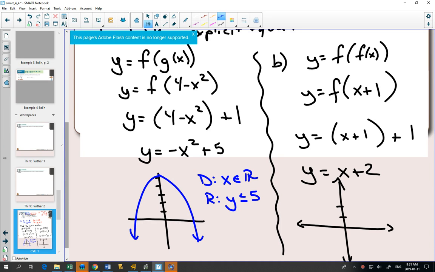Again, this is not hard to graph. Y-intercept of 2, slope of 1. It's a straight line. And once you've graphed it, the domain and range are easy to find as well. So if we find our explicit equation of our composite functions, it's going to be easy to graph and find the domain and range. So try number 4.